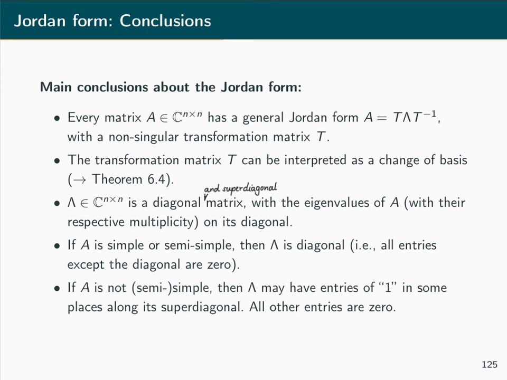And fourth, if A happens to be a simple or semi-simple matrix, then moreover, lambda is a pure diagonal matrix, meaning that all other entries except on the diagonal are equal to 0. And finally, if A is not simple or semi-simple, then lambda may have entries of 1 in some places along its superdiagonal. All other entries are still 0.